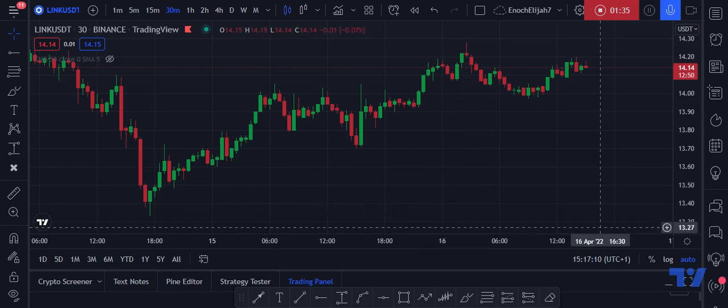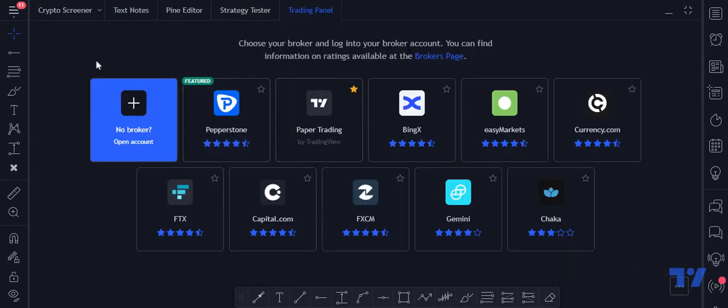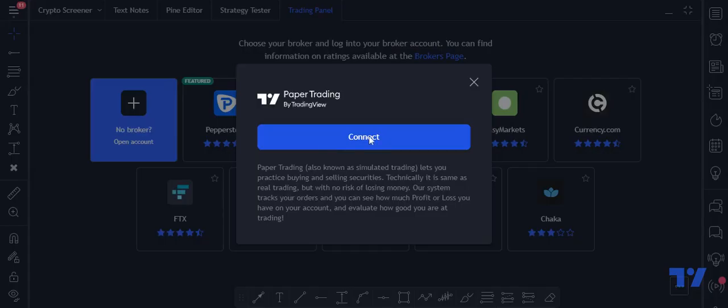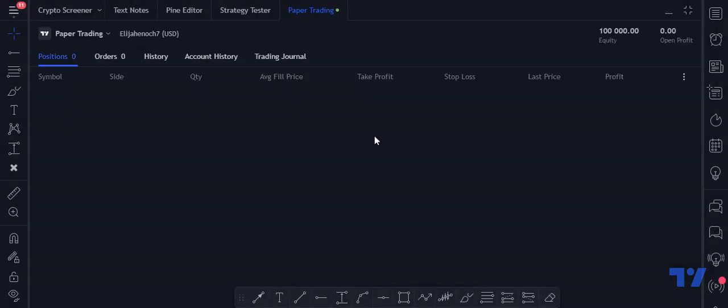This is your TradingView account. You see the symbol, click on it. You still have these options right there, Test Notes. Then look for Trading Panel, click on Trading Panel, and click on Connect, Paper Trading. Now it is already live. Now you can see this is my account, your USD dollar account.